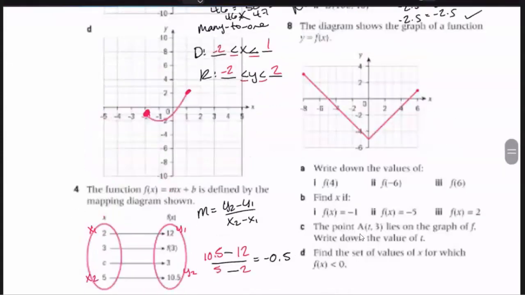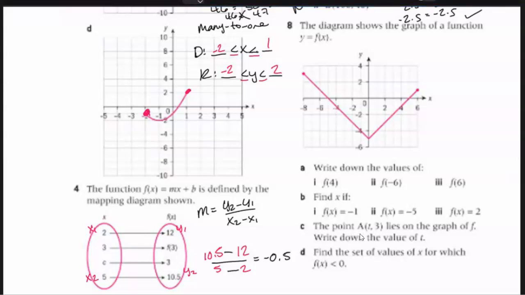Number 8. The diagram shows the graph of a function y equals f of x. So here's my function. Write down the values of f of 4, f of -6, f of 6. This just means figure out what is y when x is 4. So x is 4. My y value is here at -1.